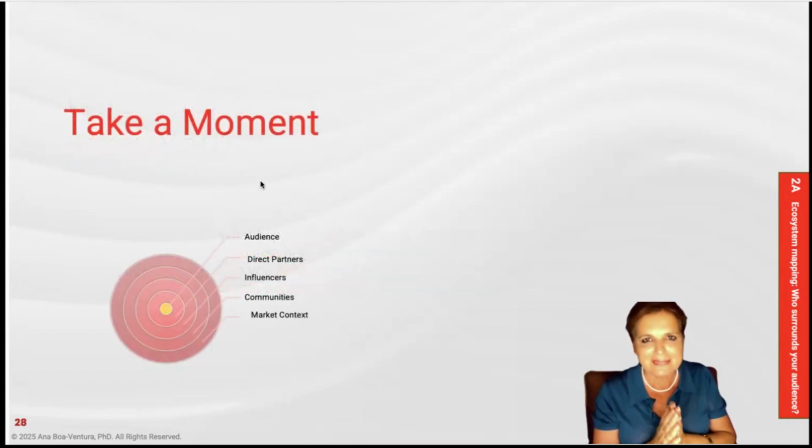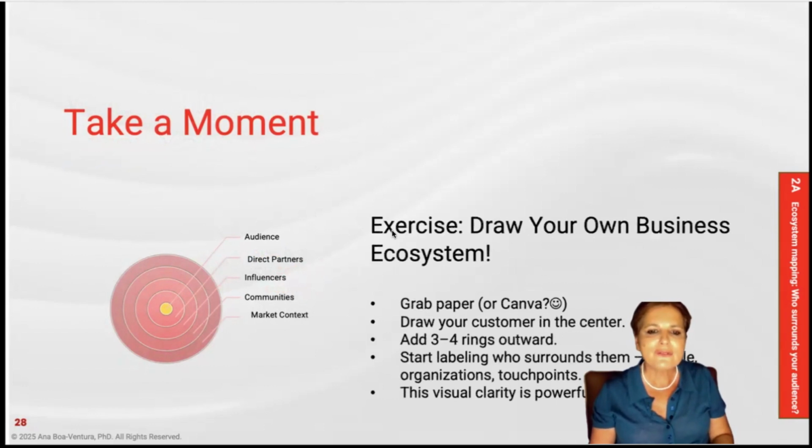So I would like you to take a moment right now, pause that video, but before you do, let's just remember again these rings, right? Starting from the core, the audience, then your direct partners. This is your first ring of connection, right? Then the influencers, the communities, and finally the market context, which again includes your competitors. Okay, so draw your own business ecosystem. Grab paper or maybe Canva if you're comfortable with Canva and just start sketching it out.